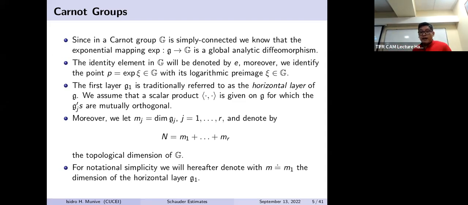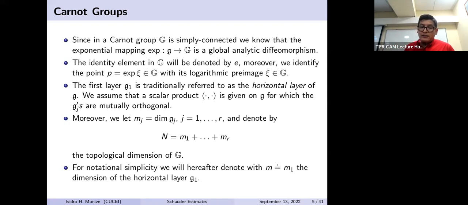Usually we denote by e the identity element, and for a point p we associate these exponential coordinates, so p is equal to the exponential of its logarithmic pre-image. The first layer has an important name: it's the horizontal layer, the one that generates the whole Lie algebra. Also, we can put a scalar product on the Lie algebra, and make these vector spaces g_j mutually orthonormal.